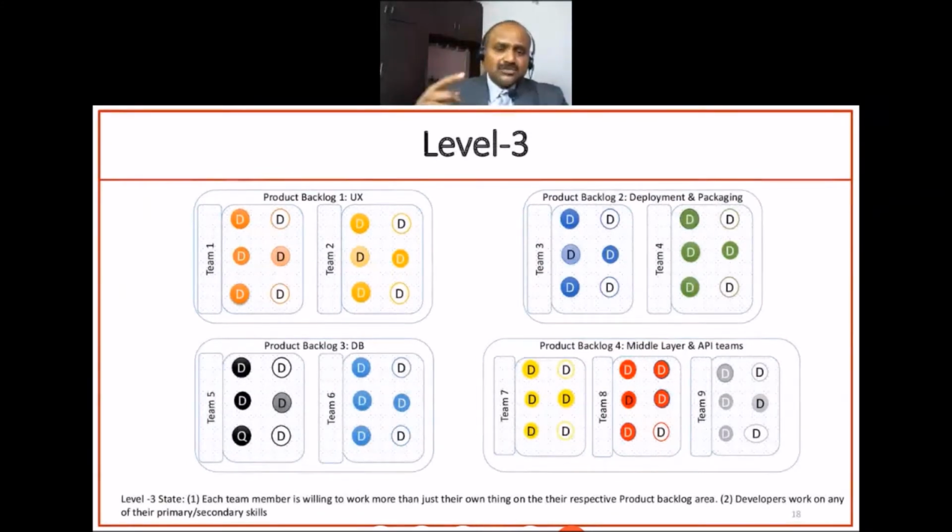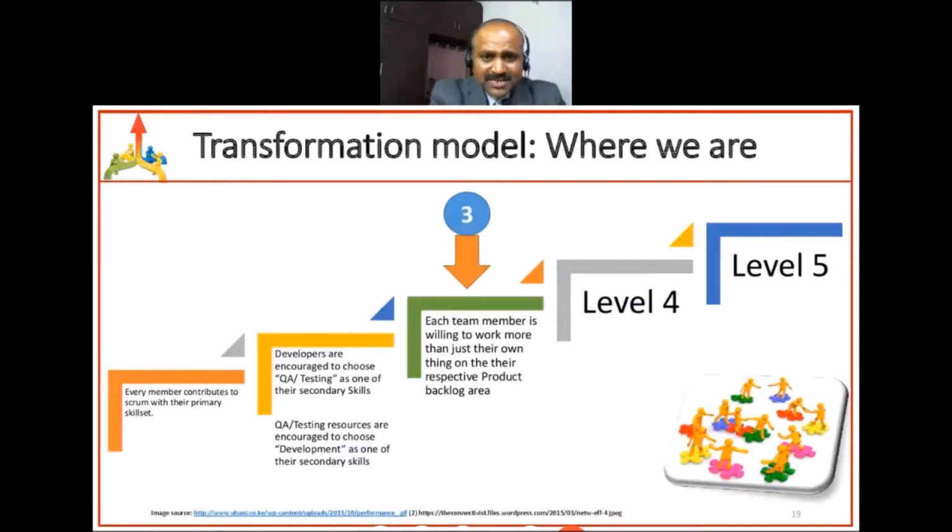The moment they start working on it, the secondary skills start becoming primary skills in probably 6 months down the line. So my dear friends, at this point in time, we are at level 3, where people are working for their own components only. That is, a UX person works for UX only, a database person works for database only. It's just that an SQL person will be willing to work on Oracle. Similarly, a Java person tries to work on .NET. Like that, people try to scale up either in terms of technology or in terms of domain. So anything is important.